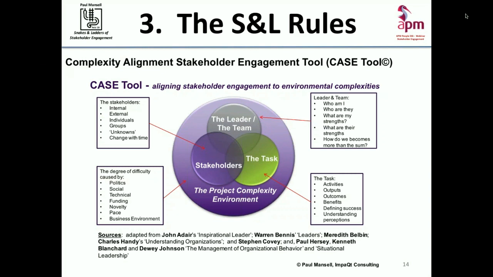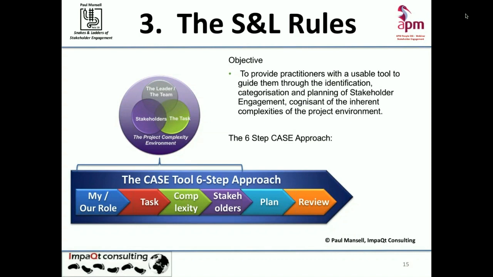And what it did is picked up in the center of this conceptual diagram 3 core aspects. John Adair had used team, task, and leader. You can see the similarity, the leader, the task, and stakeholders. And that's within the outer bubble, the project complexity environment. And I'm going to take you through some of these aspects that might be helpful to you in your own projects. So I took that conceptual diagram and I broke it out into a 4-step approach.